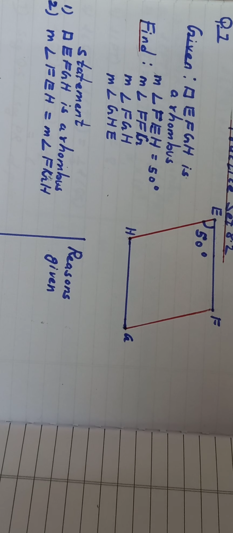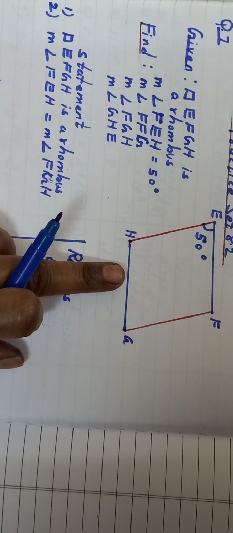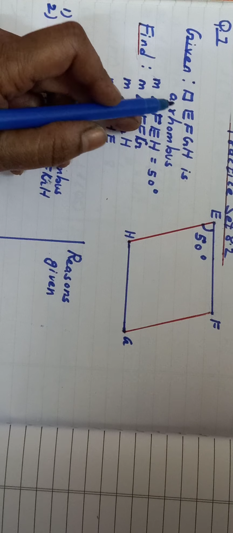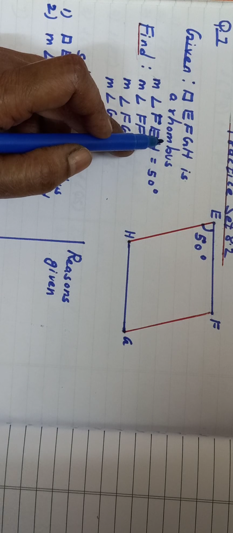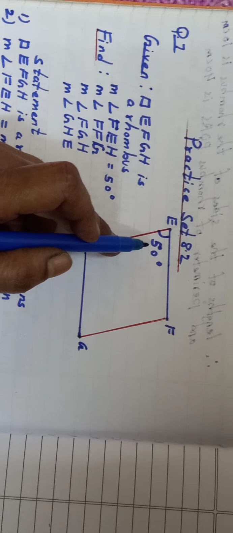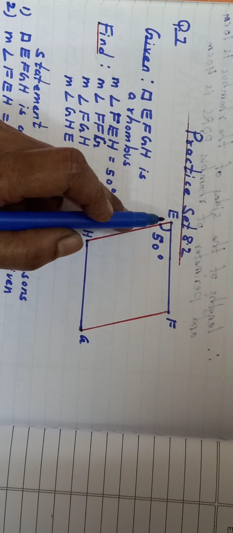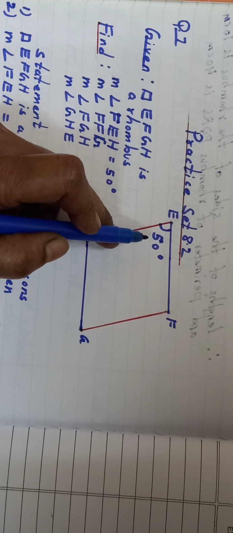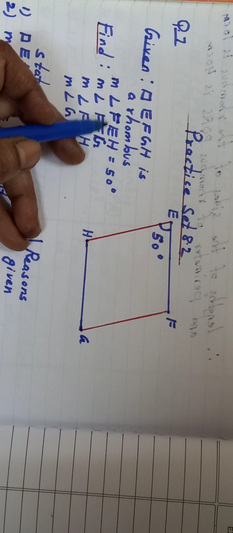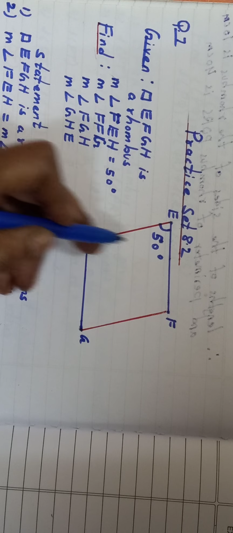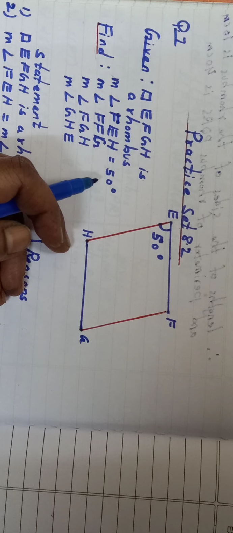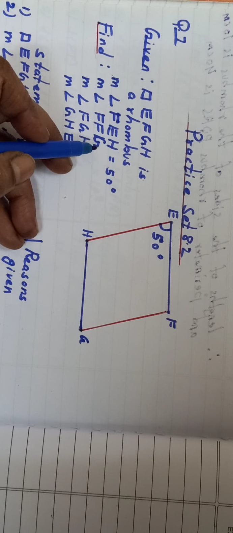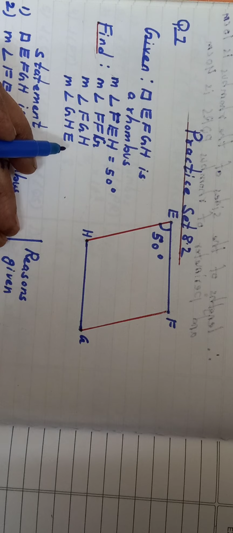So now here I have drawn the rhombus and the measure of one angle is given, 50 degrees. I have written quadrilateral EFGH is a rhombus. As it's given, one angle is 50 degrees. There are four angles, and any one angle we can take as 50 degrees. So I have taken the measure of angle FEH as 50 degrees. This I have written here, and the measures of the remaining three angles we have to find.